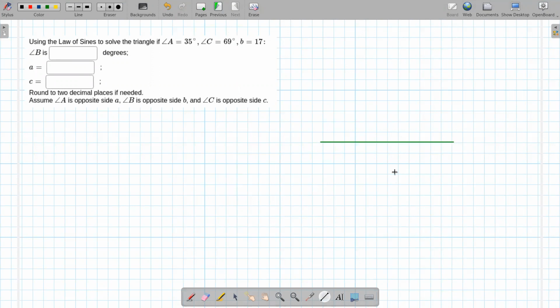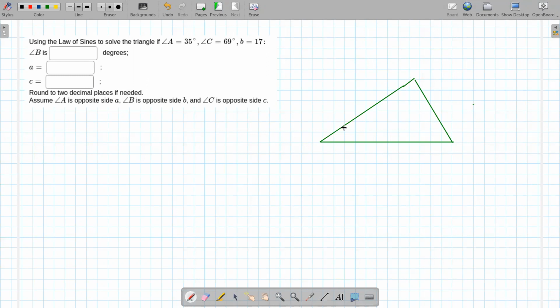So here's a baseline. And then 45 degrees would be about there. So maybe 35 is down here-ish, from this side. And I might miss that. 45 degrees is about there. So 69 is going to be somewhere up here-ish. Probably. So there is my triangle. Let's extend that a little bit. It's going to look something like that there.